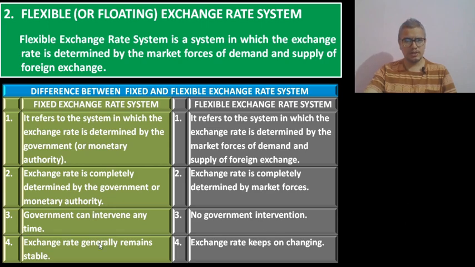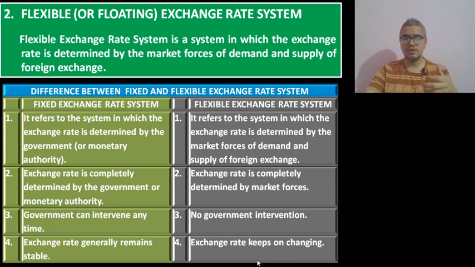In case of the fixed exchange rate system, since the exchange rate changes only after a long period of time, here the exchange rate is more or less stable. Like say if the exchange rate is rupee 4 equals $1 today, then after 5 years also you may see that the exchange rate is the same, that is $1 equals rupee 4, unless the government decides to change it. But in case of the flexible exchange rate system, it is very dynamic. It will not remain stable.